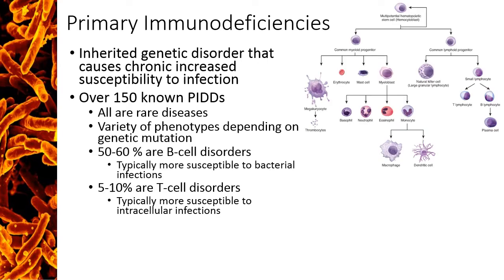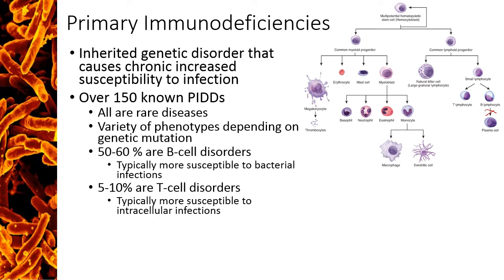There are over 150 known primary immunodeficiency disorders. They're all really pretty rare, but most of them, so 50 to 60%, tend to be more in the B cells, whereas 5 to 10% are in the T cells, and the rest actually will happen in your innate immune cells. So for example, say you had a mutation in the gene here, leading for the development of a B lymphocyte to a plasma cell.